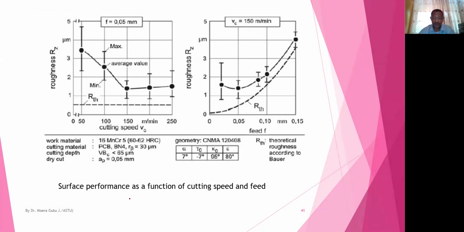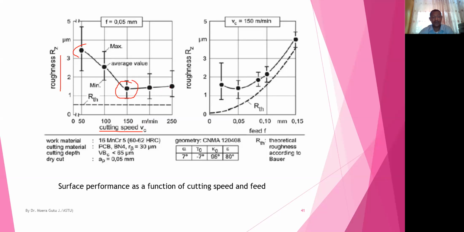So the surface performance as a function of cutting speed and feed, I have already explained this one, the roughness level, cutting speed. So the roughness is very high at low cutting speed, and the roughness is, you see, I told you this one is the optimized one, 150 meter per minute. At this cutting speed, the roughness is very low.